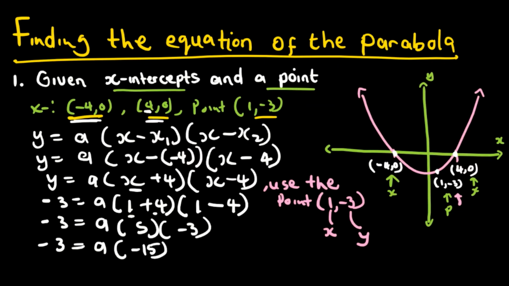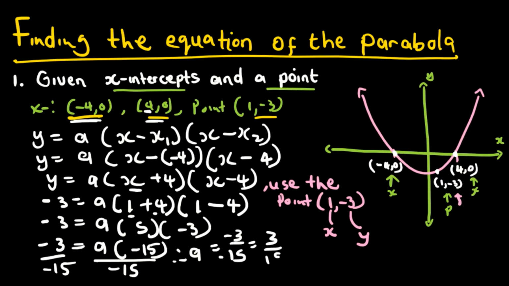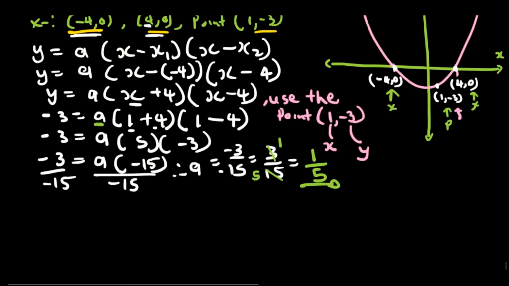Then you divide by -15 on both sides. You're going to have your a value equal to -3 over -15, which gives you 3 over 15. Then you divide: 3 goes into 3 once, and into 15 five times. So you have 1 over 5. This is your a value. Now that you have your a value, you have your equation.